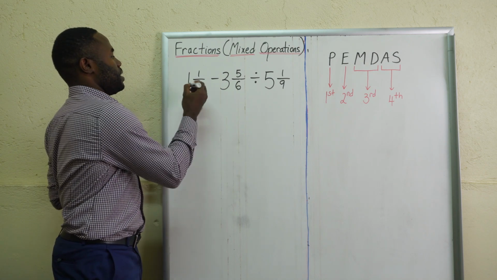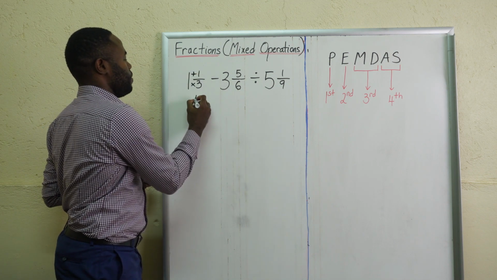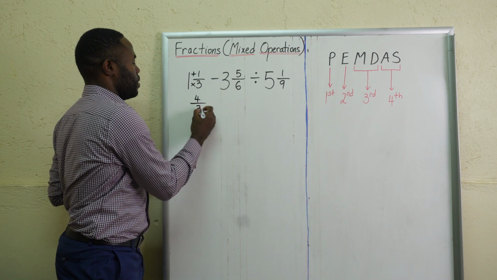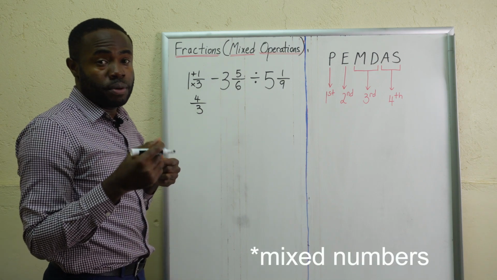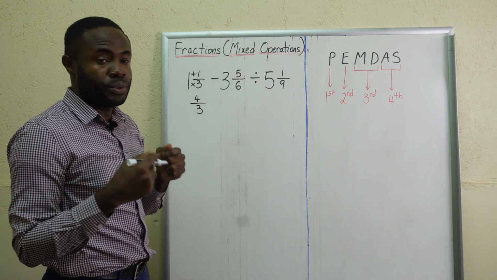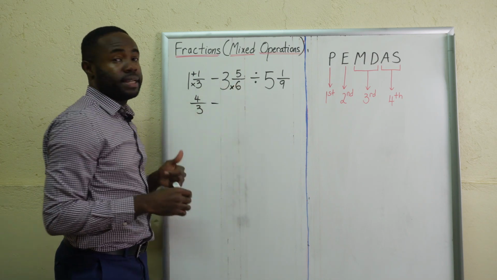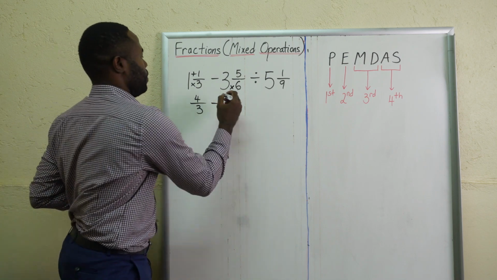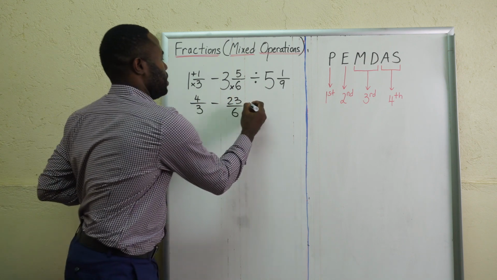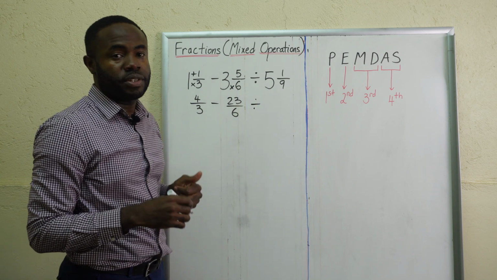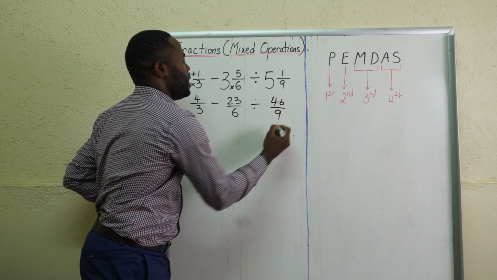So for the first one, it is 3 times 1, which is 3, plus 1, which is 4. It will be 4, and you write back the 3. Let me stop here for a moment. If you have not watched my video on converting all numbers to improper fractions, ensure that you do so. Let's continue. And for this one, you multiply 6 times 3, that's 18, and then 18 plus 5, that's 23, and you put back the denominator, which is 6. And then lastly, you'll multiply 9 times 5, which is 45, plus 1, 46 over 9.